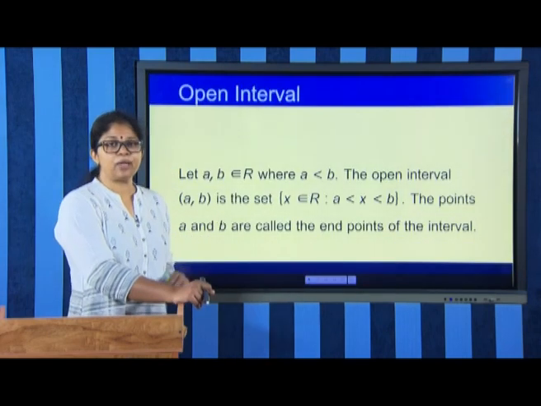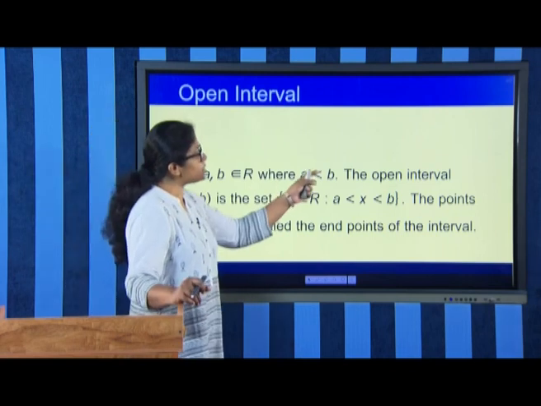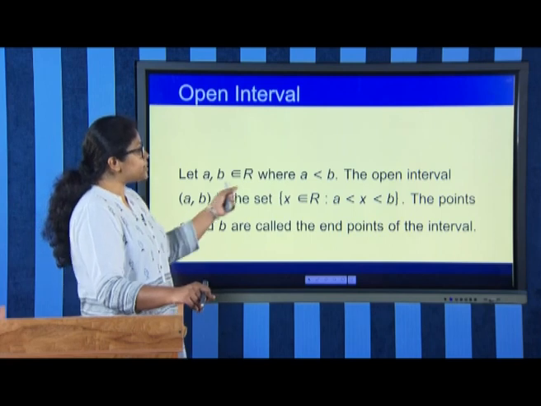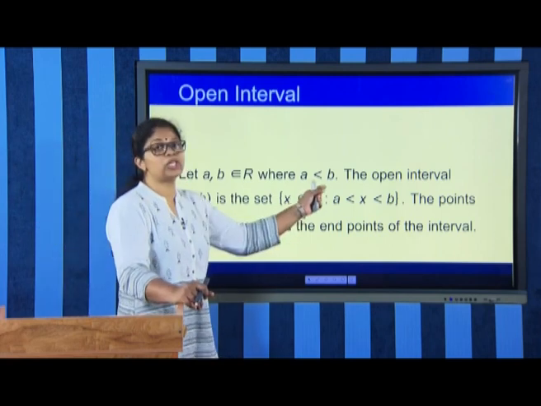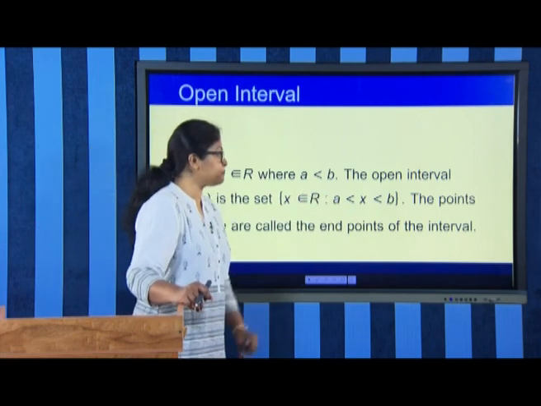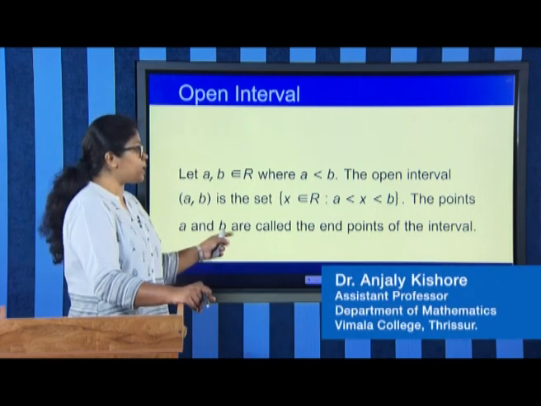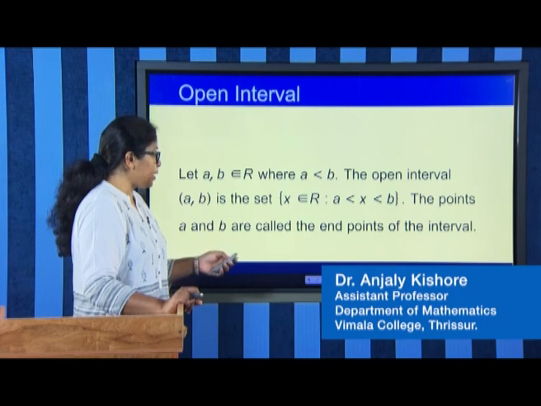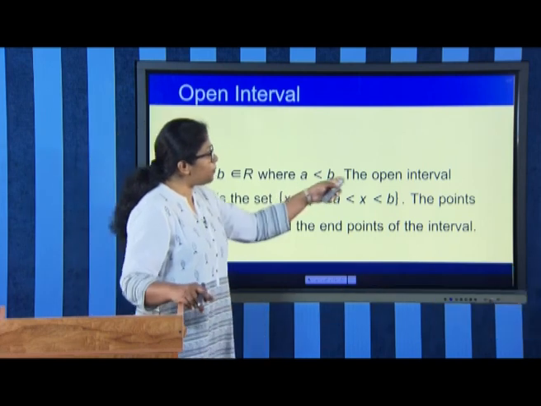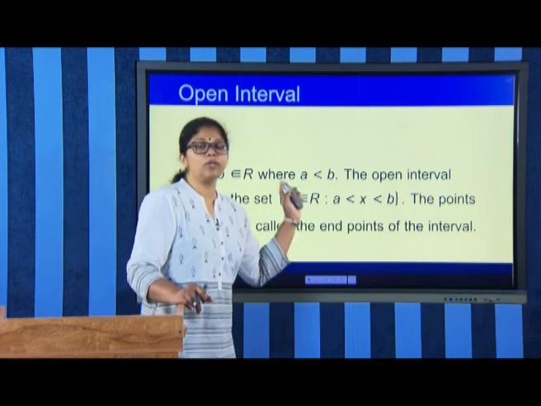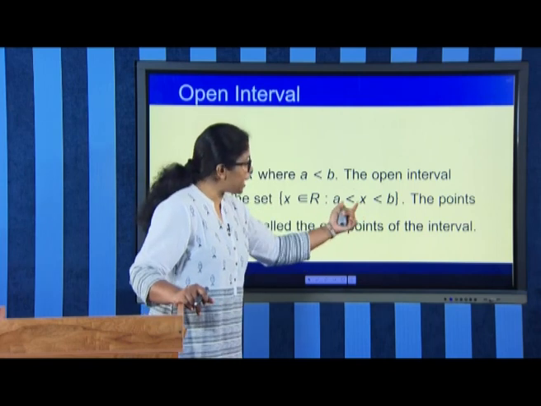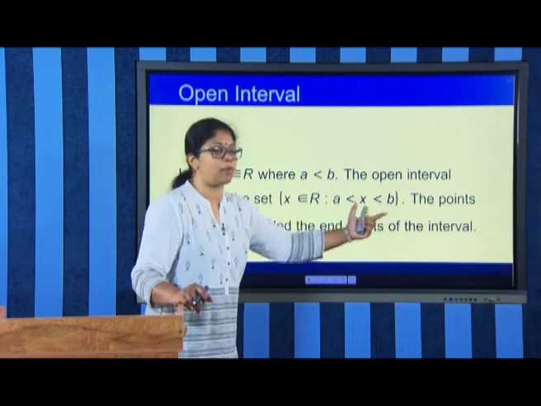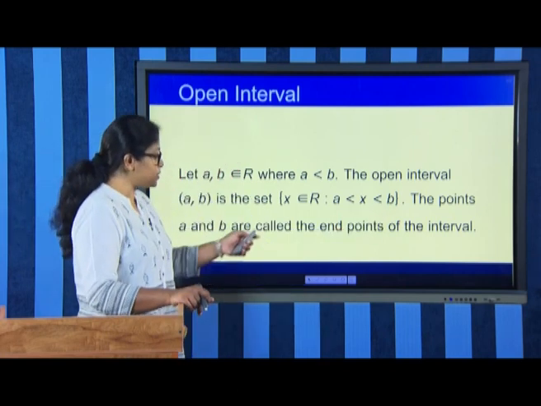Let a, b belong to R with a less than b. The open interval (a, b) is the set of all real numbers which are between a and b. The points a and b are called the endpoints of the interval. So, the open interval consists of all those real numbers between any two given real numbers a and b, which are called the endpoints of the interval.